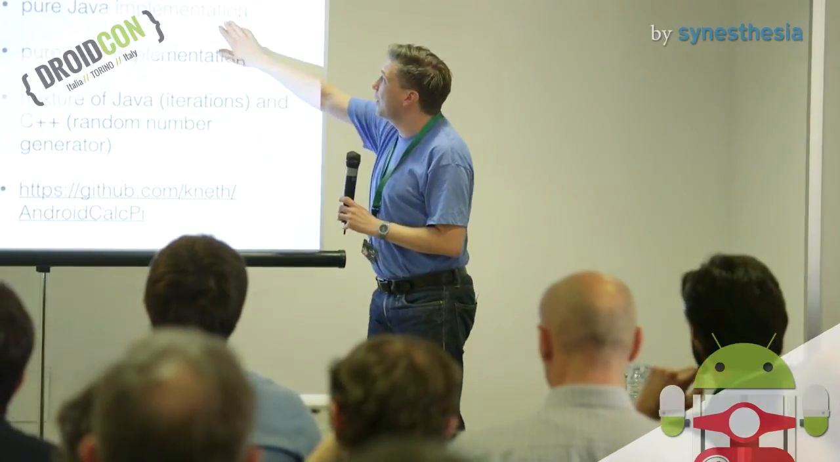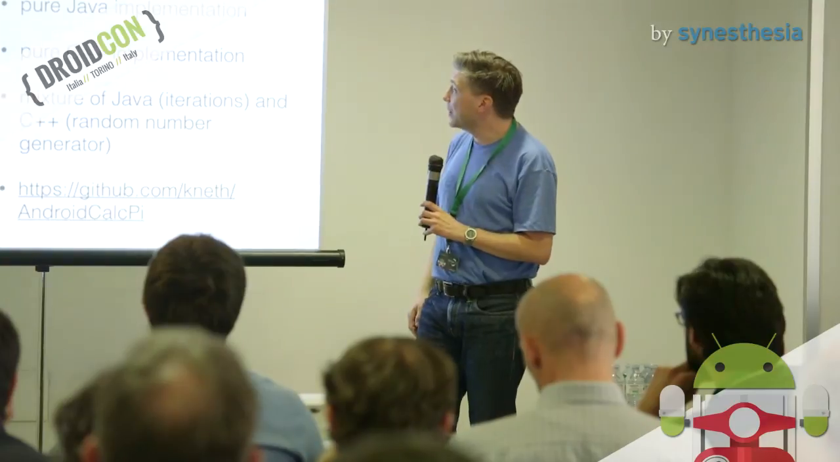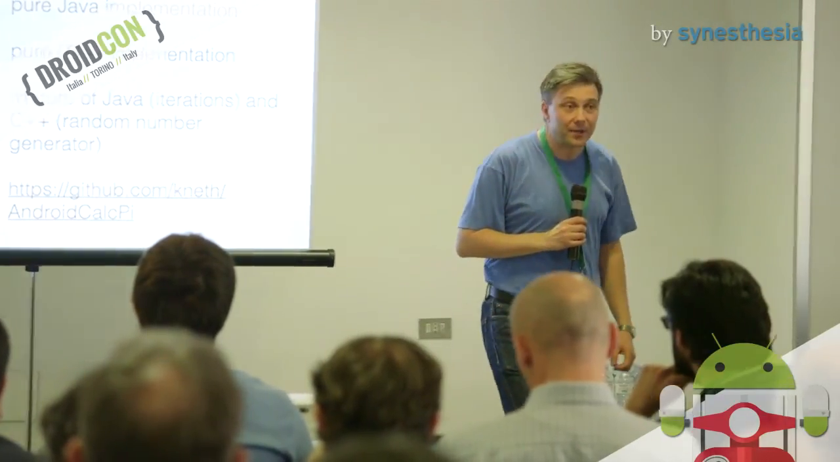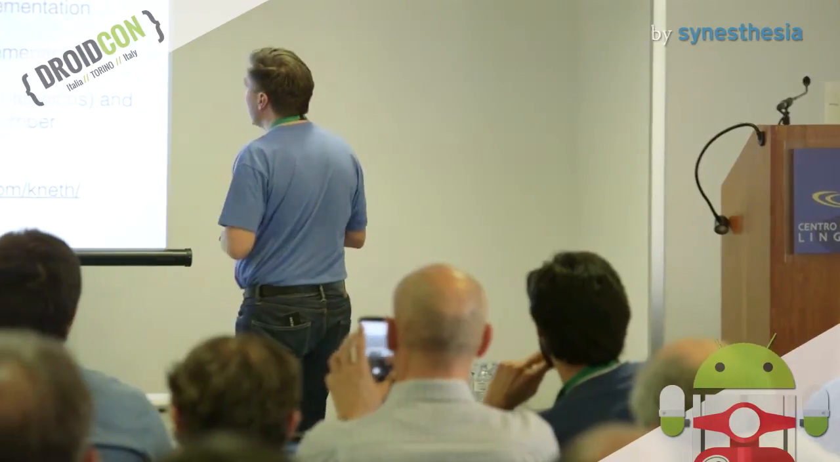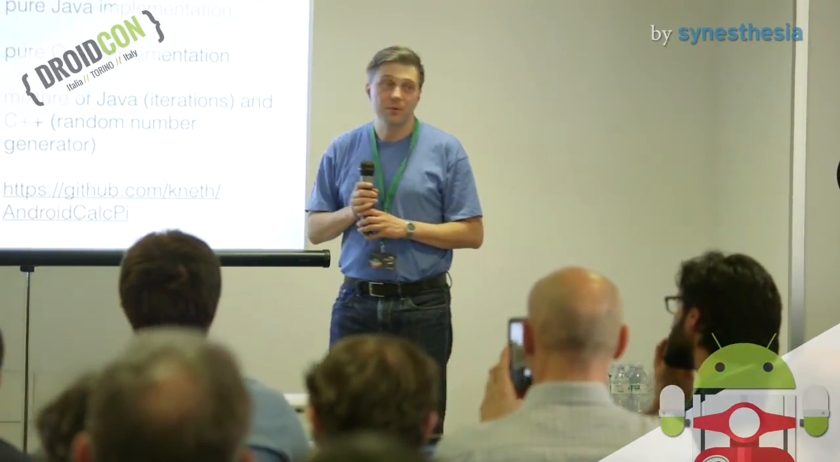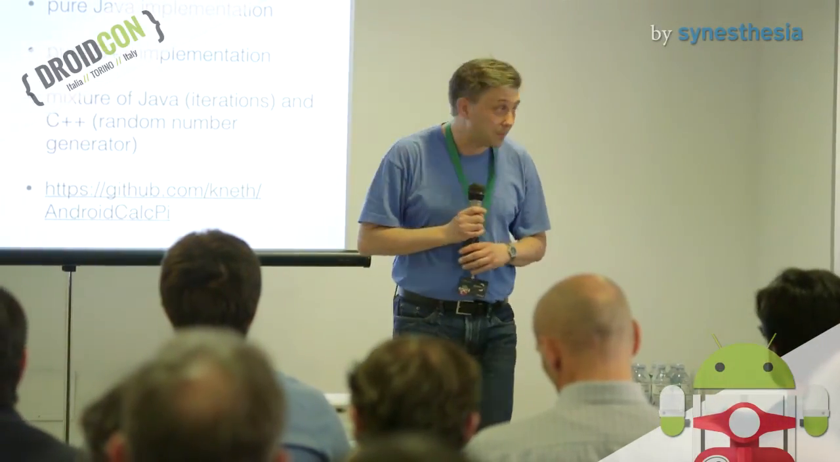There is a pure Java implementation, a C++ implementation, and a mixture. And you can look it up if you want to try it and see what it is. It's basically just a number of classes. There's a random number generator class and a class for doing the estimate using the random numbers. So it's a pretty simple one.